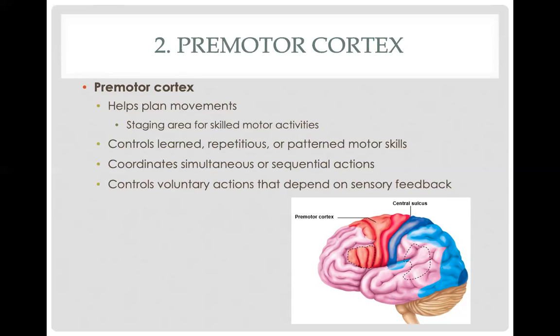So this is where you don't really think about completing an action or controlling your skeletal muscle. Your premotor cortex actually makes those decisions and passes that data to your precentral gyrus. So it helps you basically plan the movement without you actively thinking about it. So it controls, again, things that are learned, repetitive motions, and pattern motor skills.